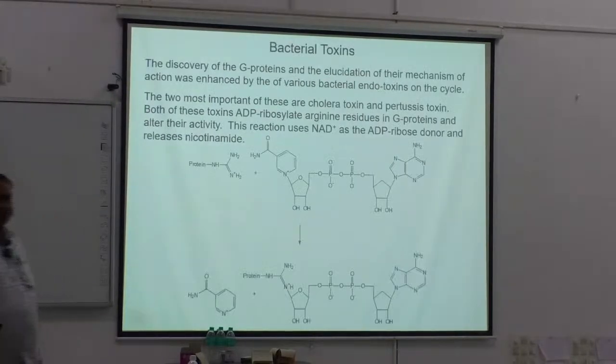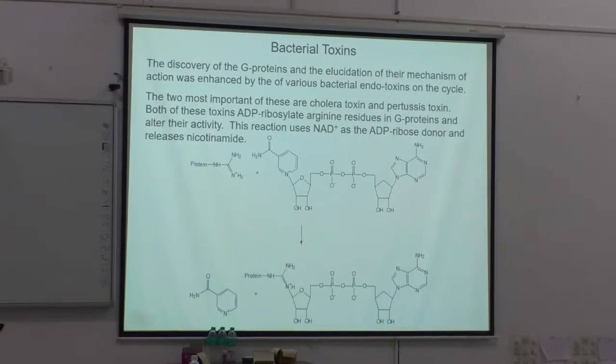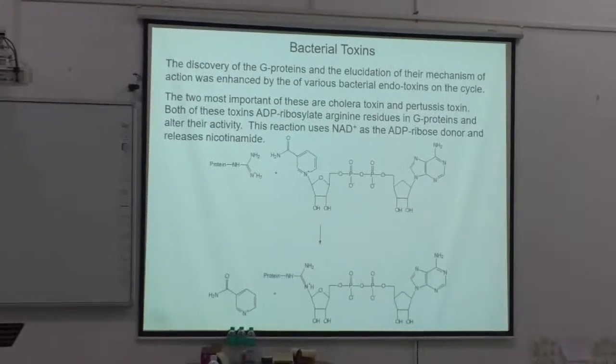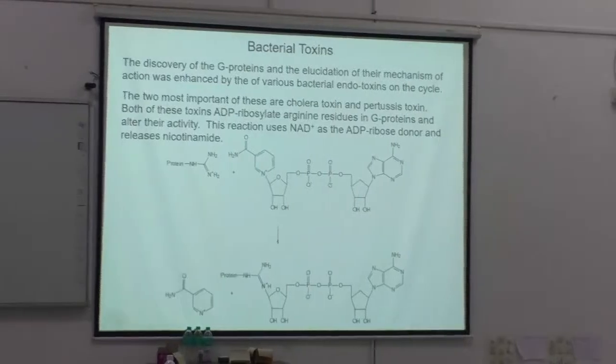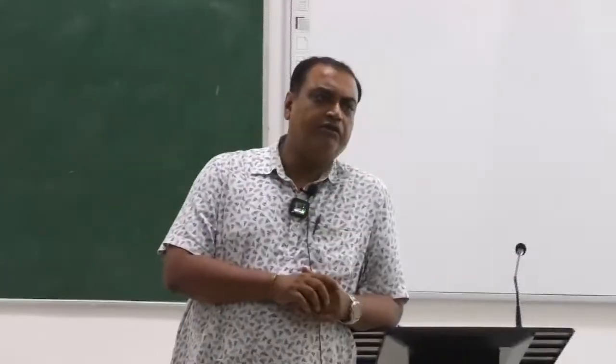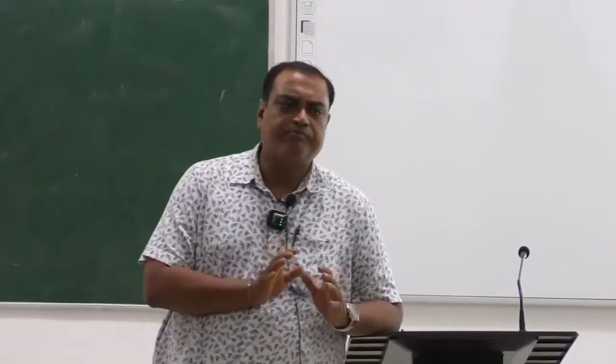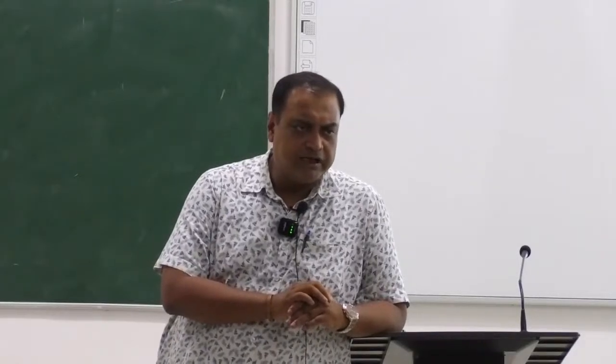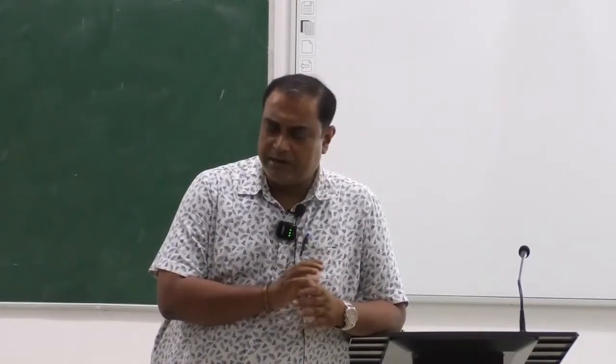Now this one, write down, very important. There are few toxins which function through these G proteins. These G proteins are essential for our normal day-to-day living, correct? Now these bacterial toxins are produced particularly by cholera and pertussis bacteria. So these two bacteria produce pertussis toxin and cholera toxin.